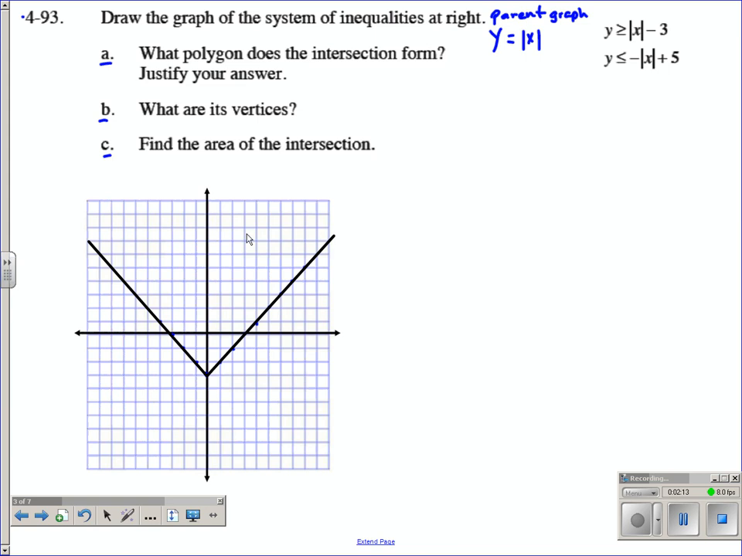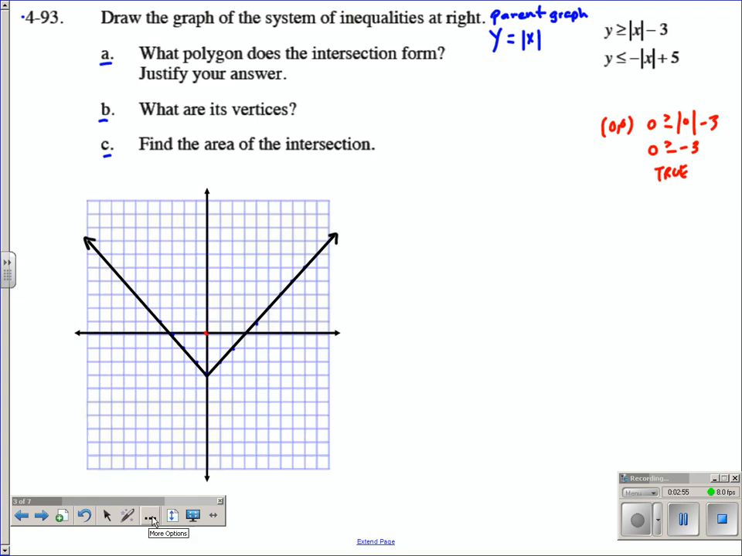The other part of it, though, that we have to look at is which side we end up shading on. We're looking for all the y values that are greater than this expression here, so we're going to be thinking about going above it. Now, if you're not sure which way, you can always take a point and plug it in. Let's take the point 0, 0 and plug it in to make sure it makes this true. We'd say 0 is greater than or equal to the absolute value of 0 minus 3. Absolute value of 0 is 0, minus 3 gives us 0 is greater than or equal to negative 3. That is true, so we know that we picked the correct side to shade on.